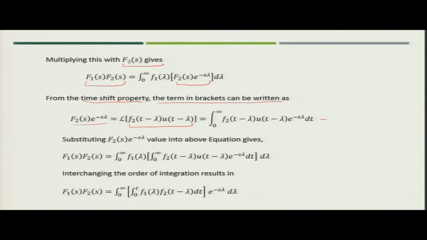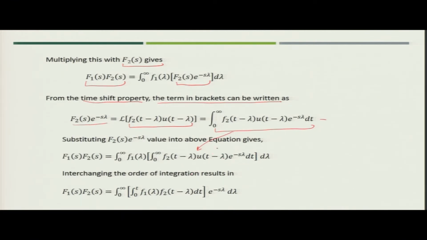Now, if you put this value in the above equation, F1(s) into F2(s) is nothing but integration of 0 to infinity f1(lambda) into, now in F2(s) e to the power minus s lambda you will substitute the value which you just computed, that is nothing but the Laplace transform of the time shift function f2. So, if you put the value here, you can simply say that it is integral 0 to infinity f2(t minus lambda) u(t minus lambda) e to the power minus s t dt. Now, if you see, this will hold until t is greater than lambda. When lambda is greater than t, this particular function will become 0.